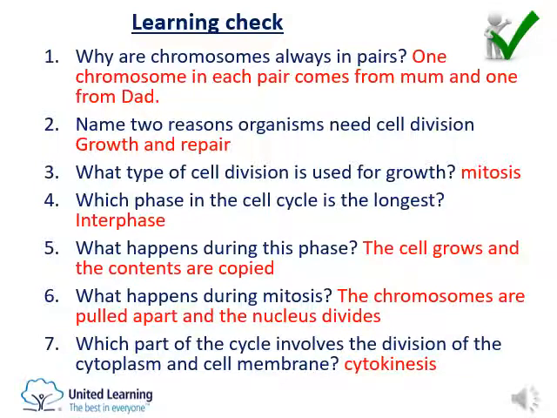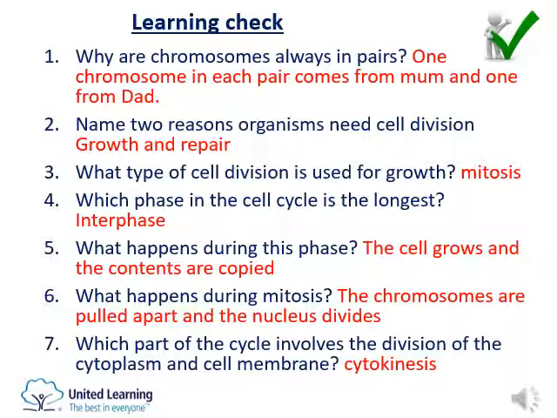So the first question we first looked at right at the start of this lesson: why are chromosomes in pairs? They have to be in pairs, they have to be even, because one chromosome of each is inherited from mum and one chromosome is inherited from dad. Name 2 reasons organisms need to carry out cell division. Reason 1 is growth, reason 2 is repair.